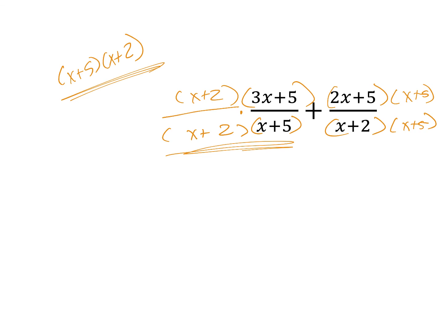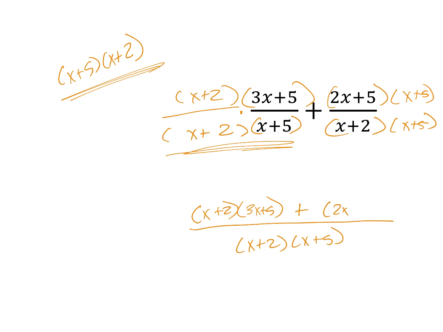Now, this means the denominator of my answer is going to be x plus 2 and x plus 5. My numerator is going to be the result of x plus 2 times 3x plus 5 plus 2x plus 5 times x plus 5. And I think that is where we will pick up tomorrow because we don't have time to get it done.